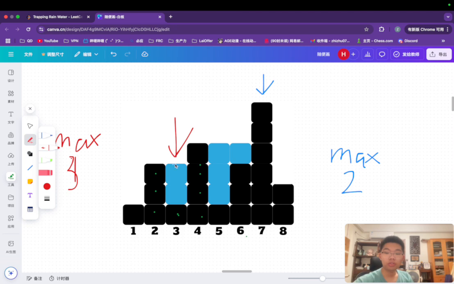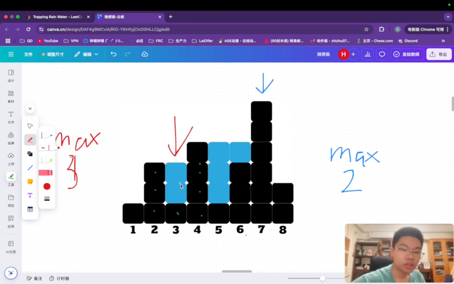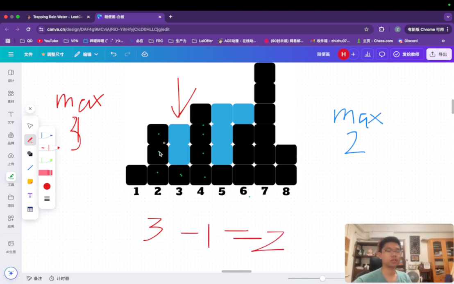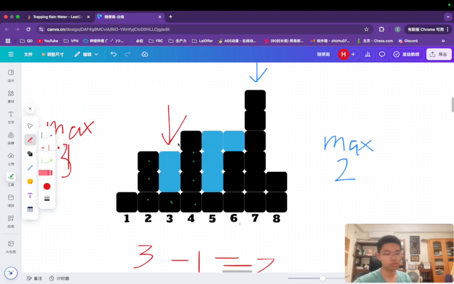So this time we can calculate the water trapped here by subtracting its value from the max so far recorded. So 3 minus 1 is 2. And you can see this is true, this is right. There are 2 units of water here. So why is this approach right?